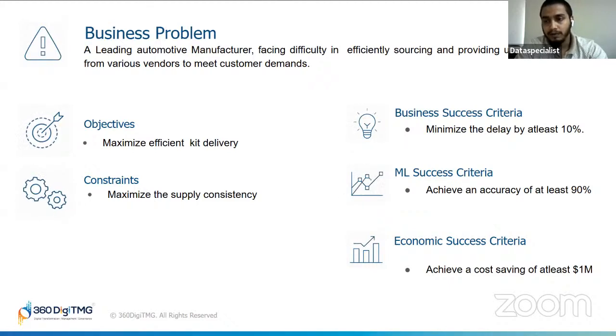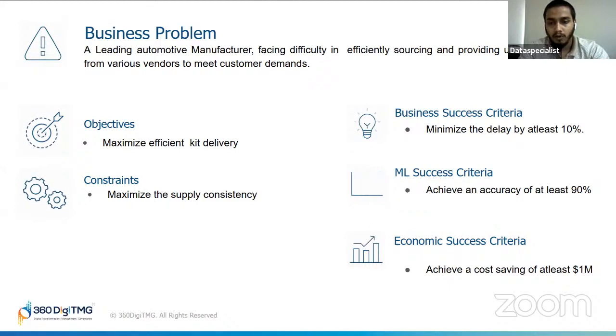Whenever there's a project, or any project it may be, there should be a success criteria so that we have one point of view that we have to meet, otherwise your project will not finish. So there's a business success criteria, which is to minimize the delay by at least 10%. And we have to achieve the accuracy of our machine learning model, our forecasting model, of at least 90%.